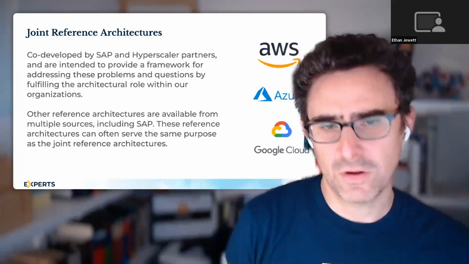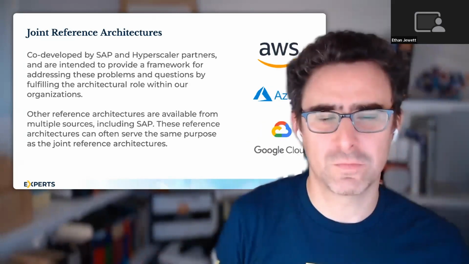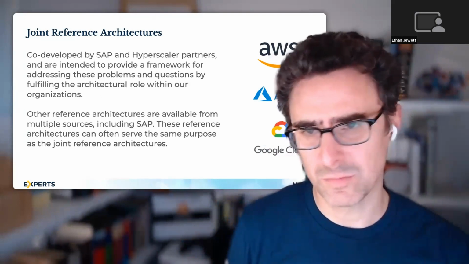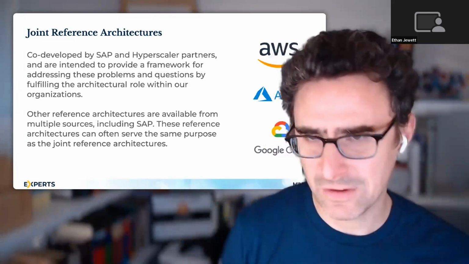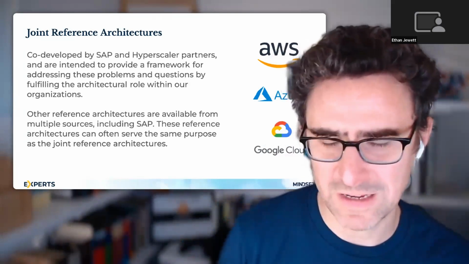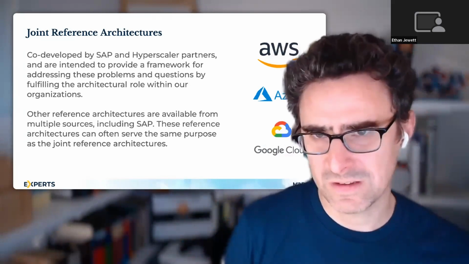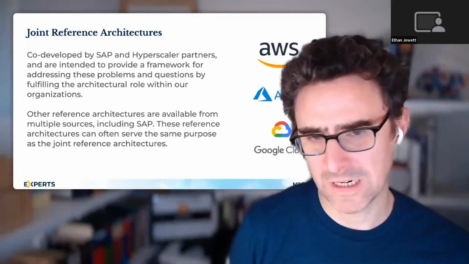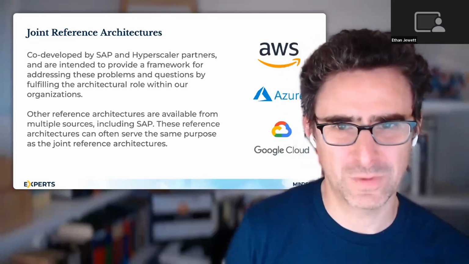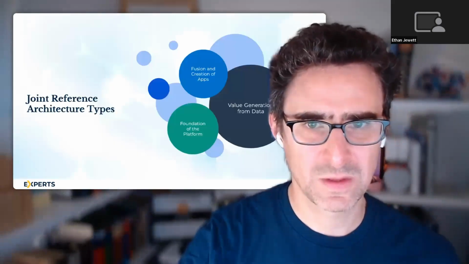Other reference architectures are also available from a bunch of different sources. They're not joint, they're just reference architectures. And those sources include SAP, consulting companies. Mindset has reference architectures. They often will serve the same purpose as the joint reference architectures, and we'll hit on some of the ways to interact with both joint reference architectures and non-joint reference architectures, for lack of a better term, in the last section of the presentation.